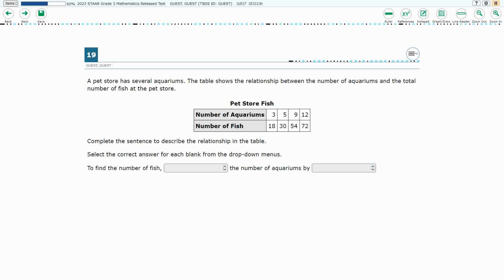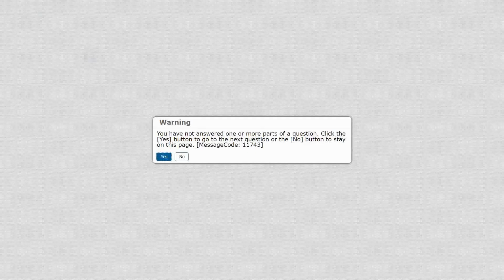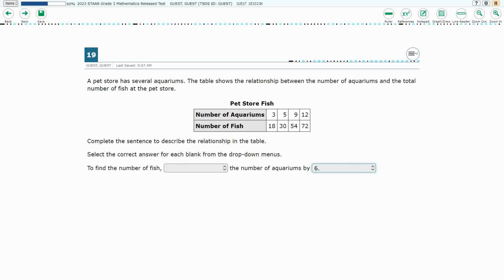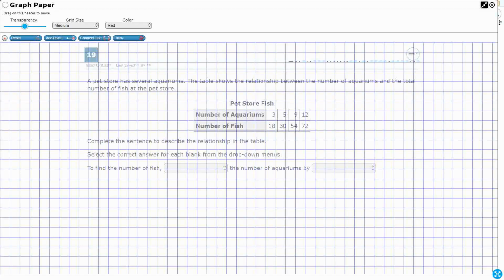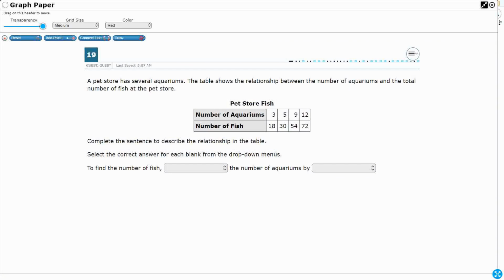So we have two different drop-down menus here, so we need to figure out whether it's add, subtract, or multiply, and then 6, 15, 2, or 12. If we just answer one of these and try to hit next, we are going to get an error message that says you have not answered everything. So this is a 2-point problem, one for each drop-down. Let's get both points.